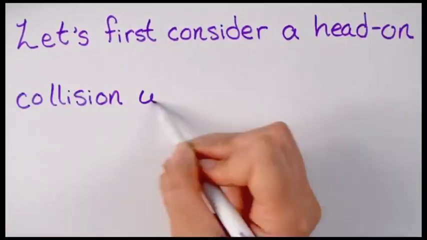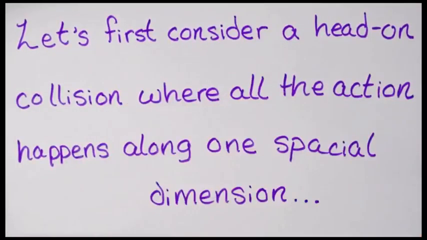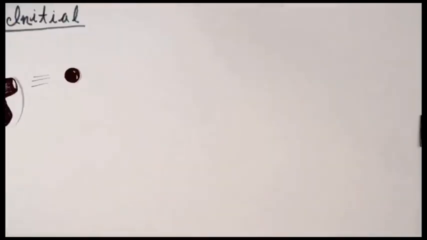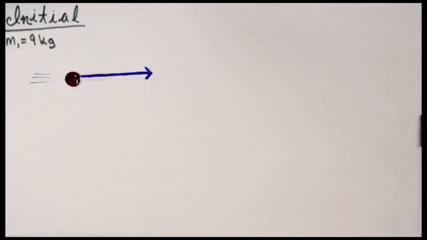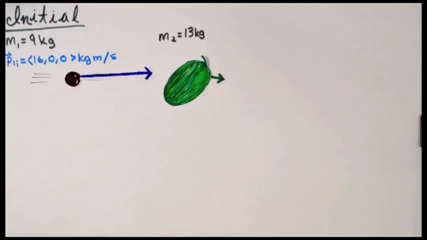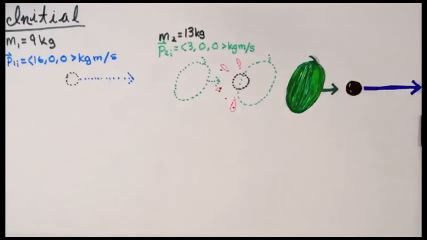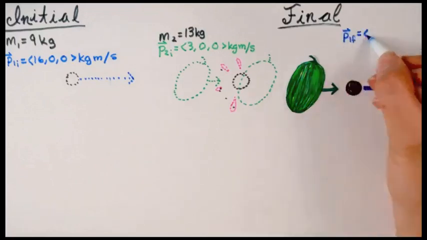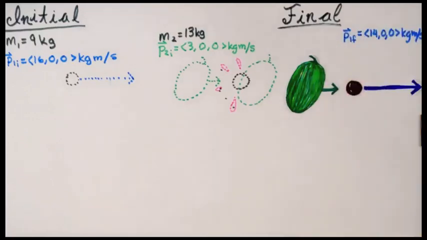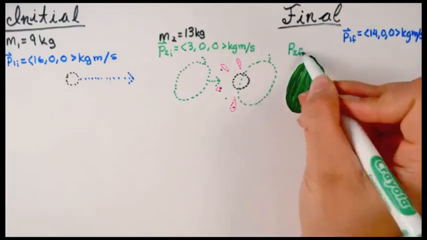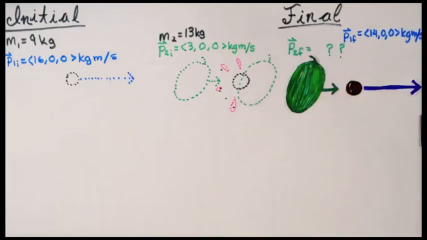Let's first consider a head-on collision where all the action happens along only one spatial dimension. Here's the situation. Object 1 has mass m1 and initial momentum p1 initial, as shown, just before it strikes object 2, which has mass m2. Just before the collision, object 2 has an initial momentum p2 initial, as shown. After the collision, object 1 is observed to have final momentum p1f, as shown. What is the momentum of object 2 after the collision?